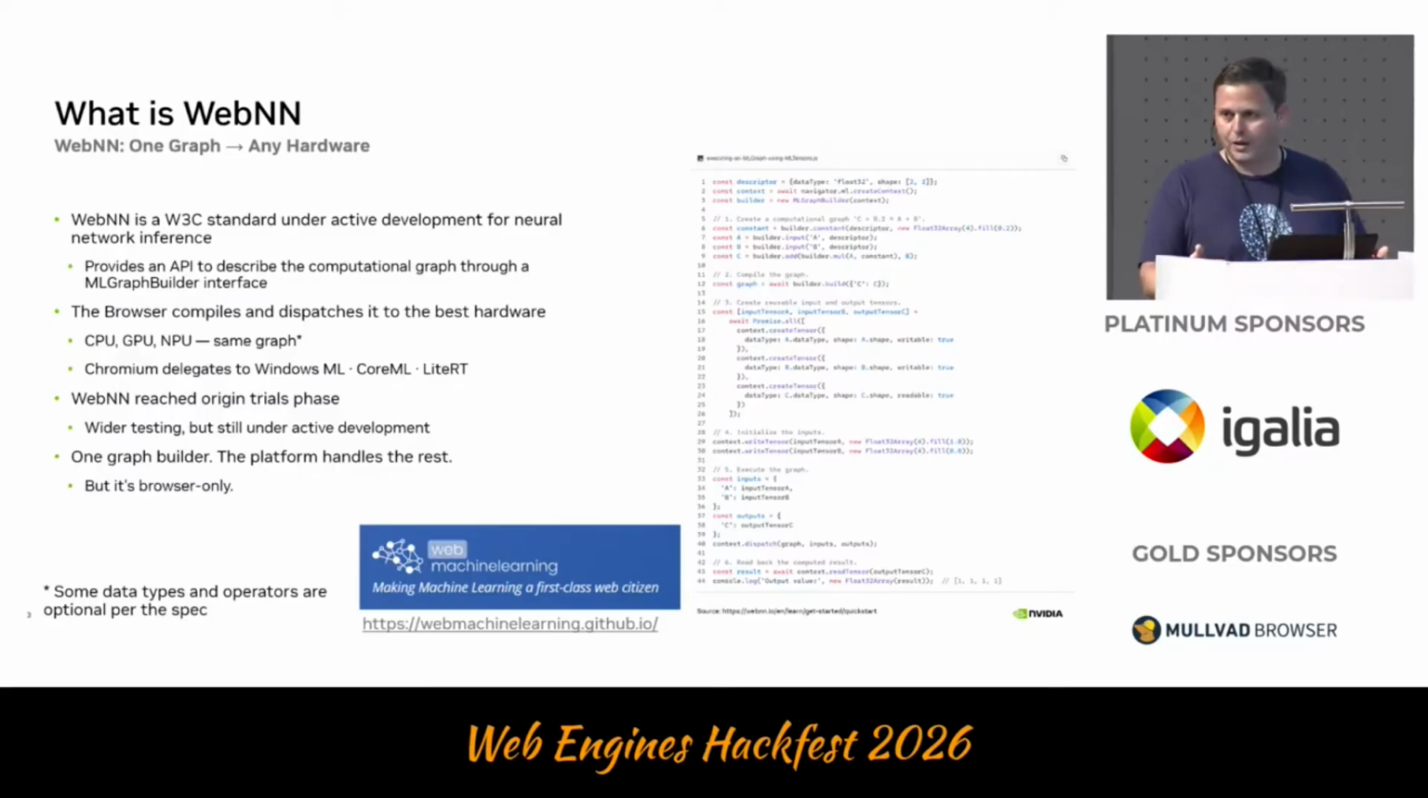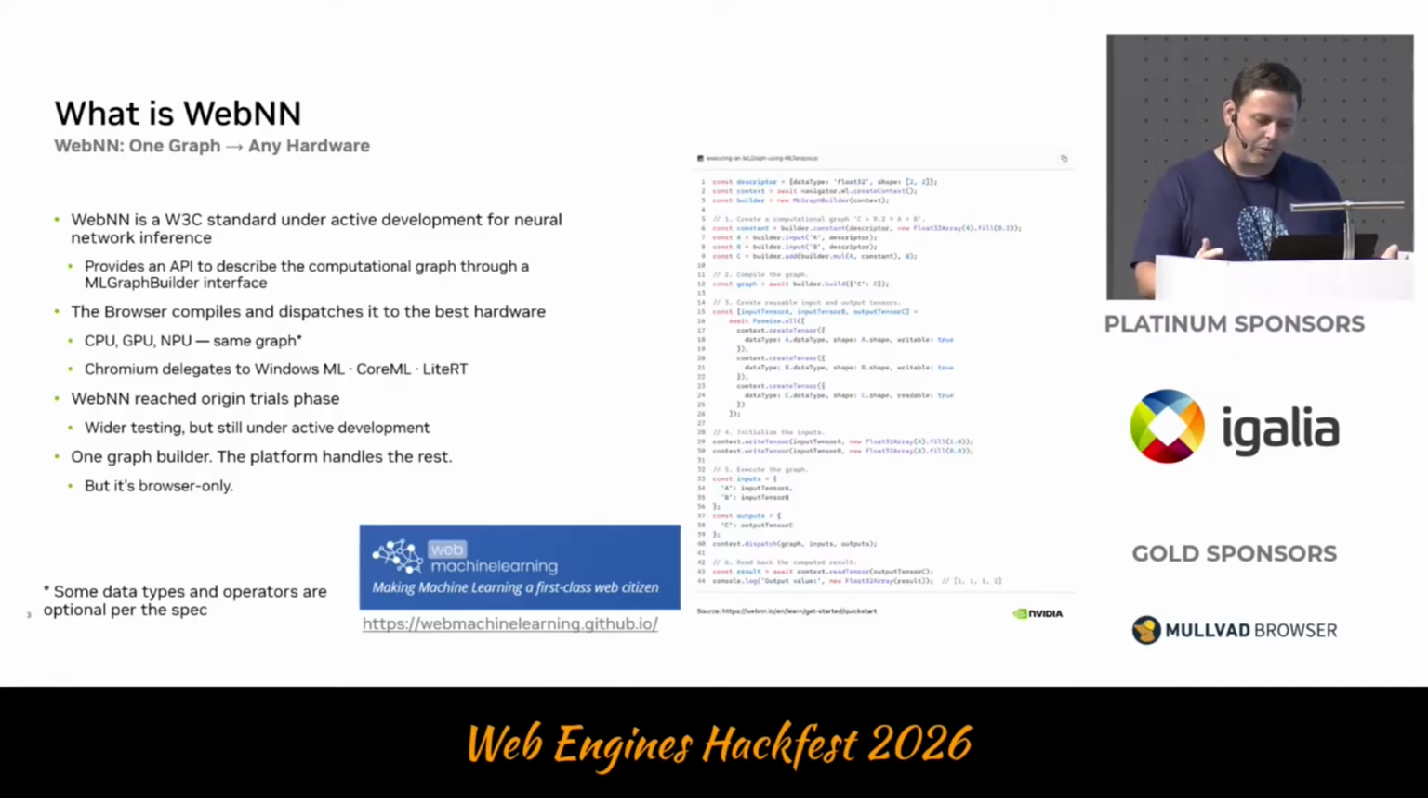runs on the best available hardware, which you might choose or not, depending on the browser implementation, meaning whether you have a CPU, GPU, or some NPU or ASIC or whatever installed. If there's a backend for the WebNN implementation within the browser, it can run your graph. You don't have to write any shaders. And at the moment, Chromium delegates this to Windows ML/ONNX Runtime, and CoreML and LiteRT on Apple and Linux.